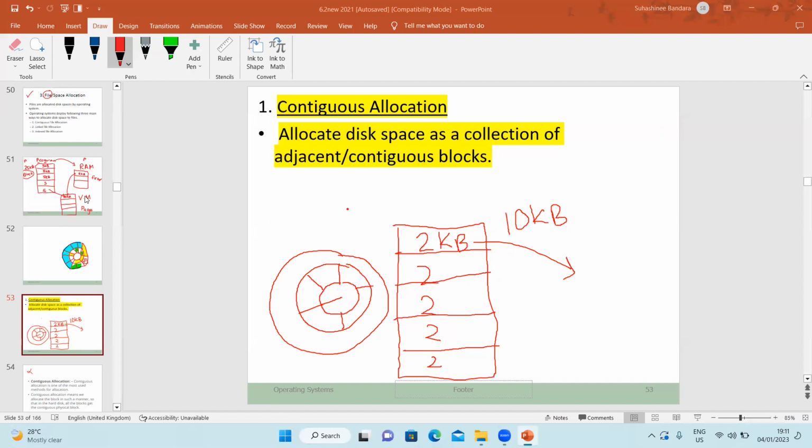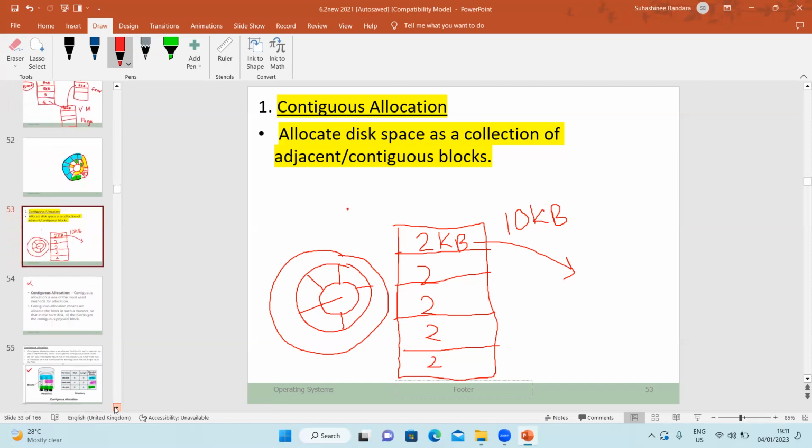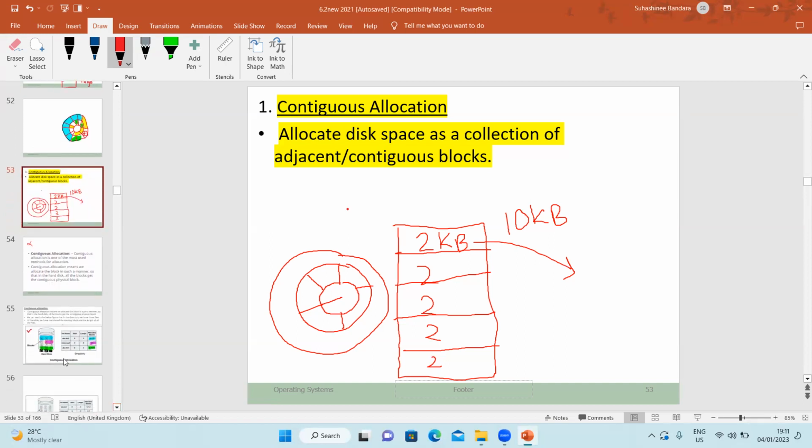Can you remember the fragmentation? External fragmentation. එකම group එක එකට දාන්න යනකොට ඉඩ මදි වෙනකොට අපි කියවනේ external fragmentation. So the contiguous file allocation will resolve the problem of the fragmentation, external fragmentation.